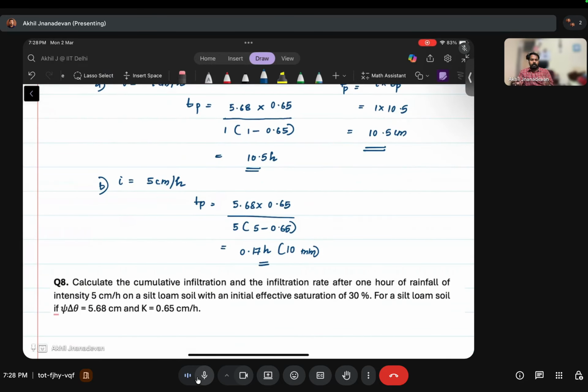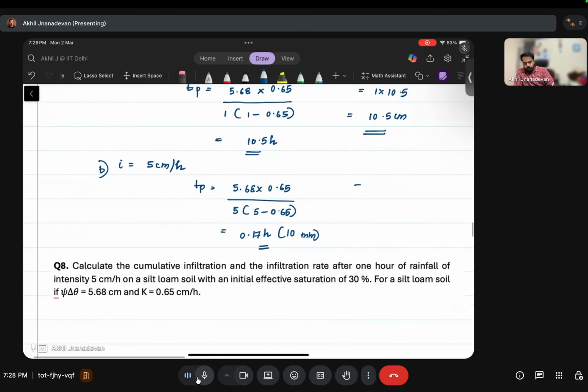And the depth of water infiltrated at the time of ponding will be I into Tp, same equation. The intensity is 5 and the time is 0.17 hours. That gives 0.85 centimeter, so the infiltration depth is only 0.85 centimeters.